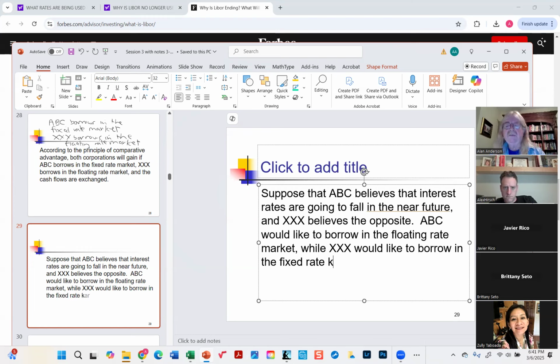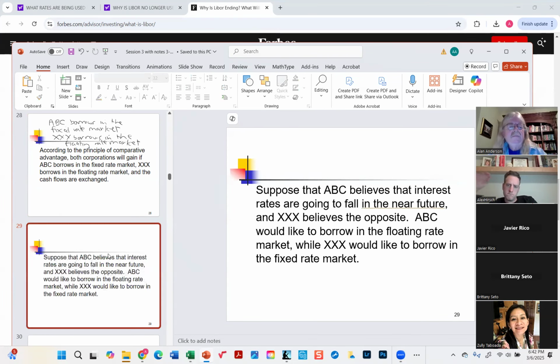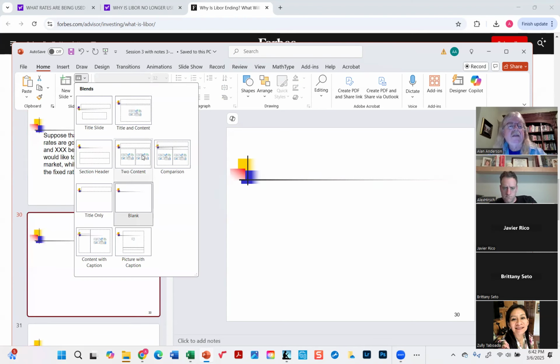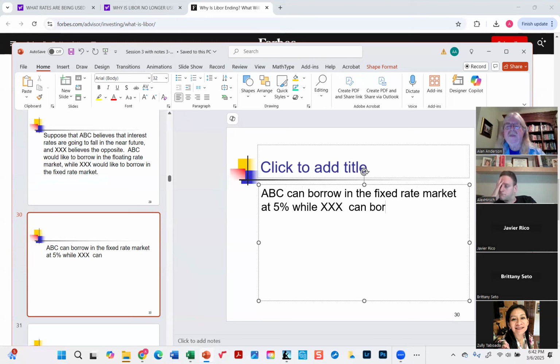And they could very well do that, but look what happens here, because there's a discrepancy in how much extra they have to pay in one market versus the other. So what's going to happen is ABC can borrow in the fixed rate market at 5, while XXX can borrow in the floating rate market at LIBOR plus 3.